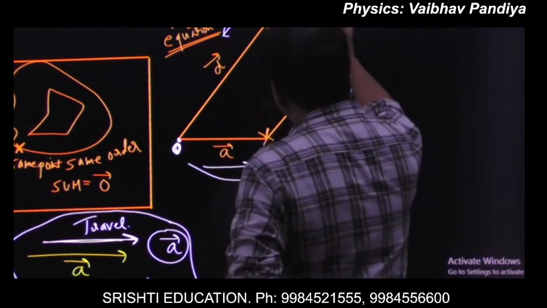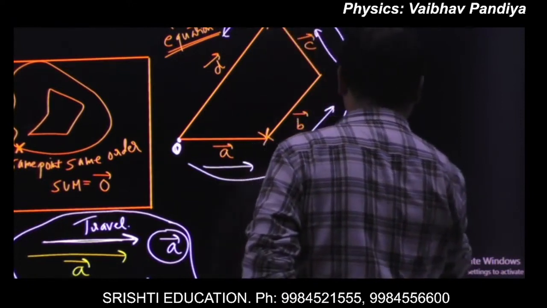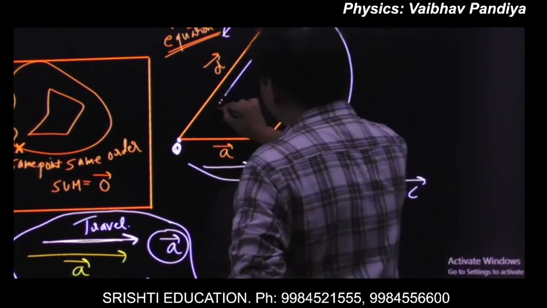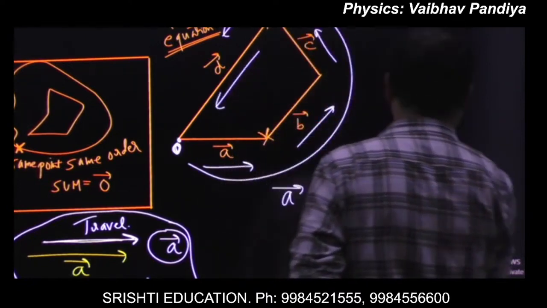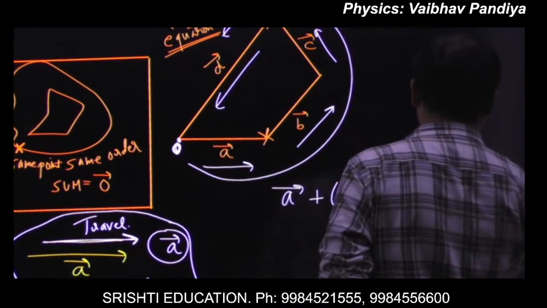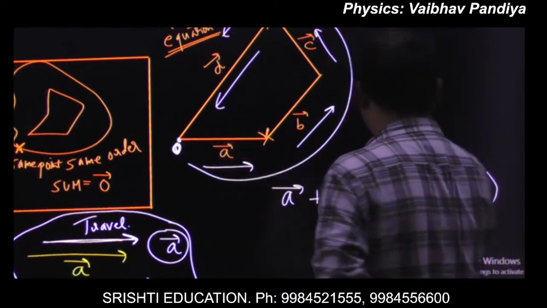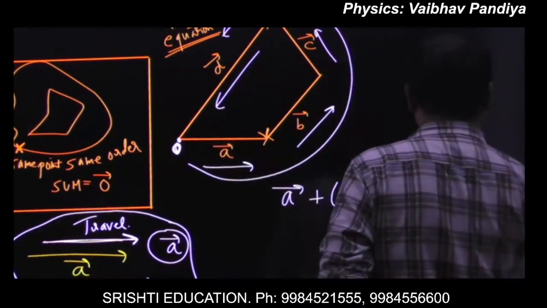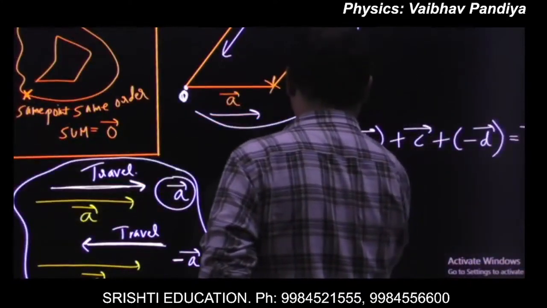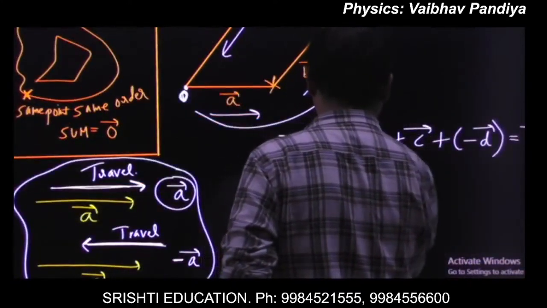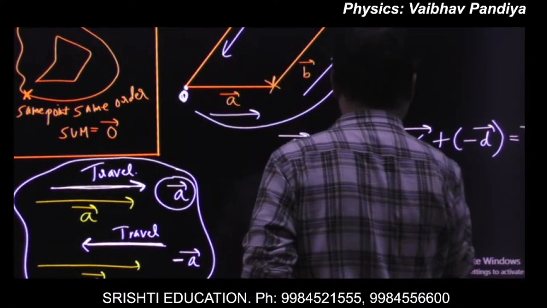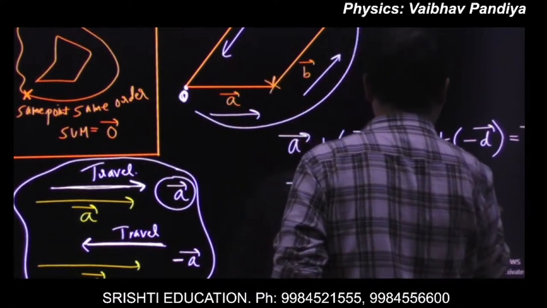Then I'm traveling C in the direction of C. I will take plus C. Then I'm traveling D opposite to the direction of D. So I'll take minus D. And I came back to the same point. So the sum will be 0. So I will have the relation A minus B plus C minus D will be a 0 vector.